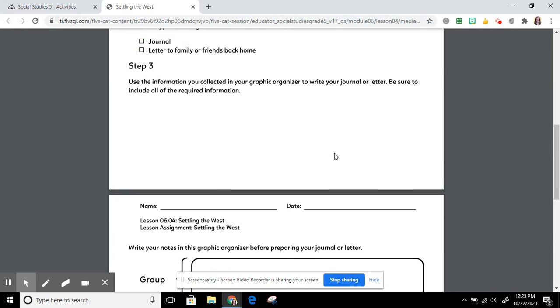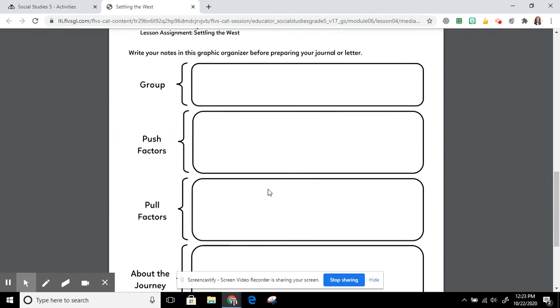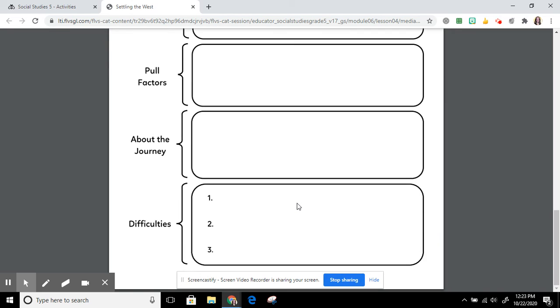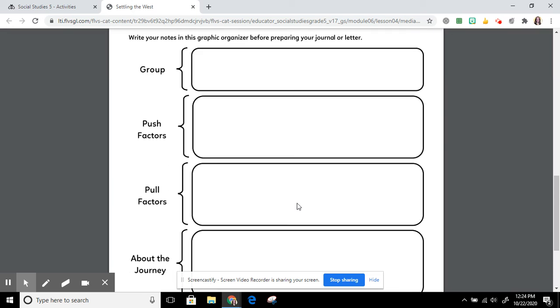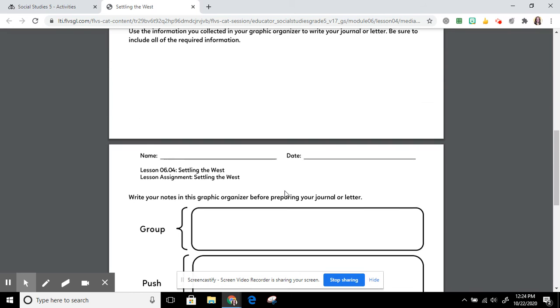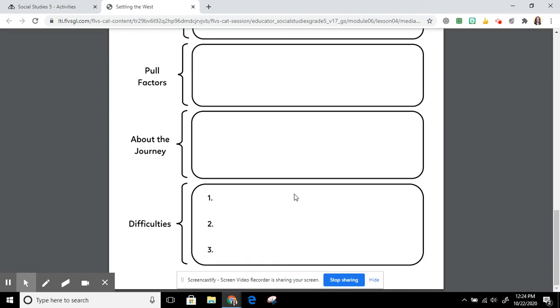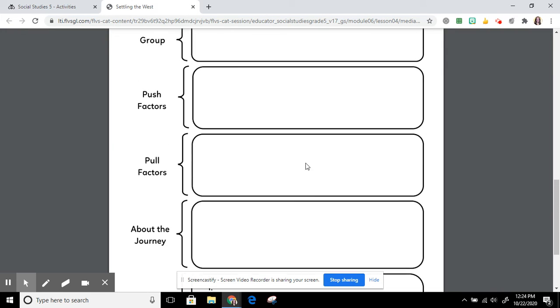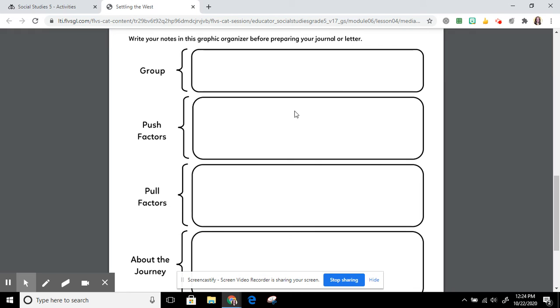Now, the second page of this assignment is the graphic organizer. So it has it broken down of all the things that need to be included in your journal entry or letter. Okay, so you're going to fill out this graphic organizer, but that's not the end of the lesson or the assignment. The next part of the assignment is taking the information that is in this graphic organizer and writing a letter or a journal entry.